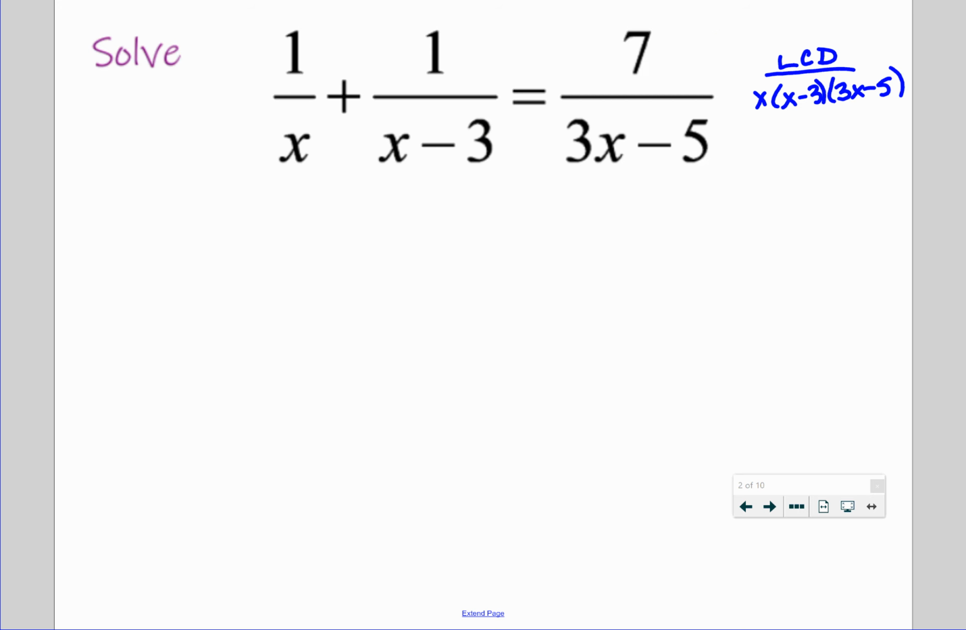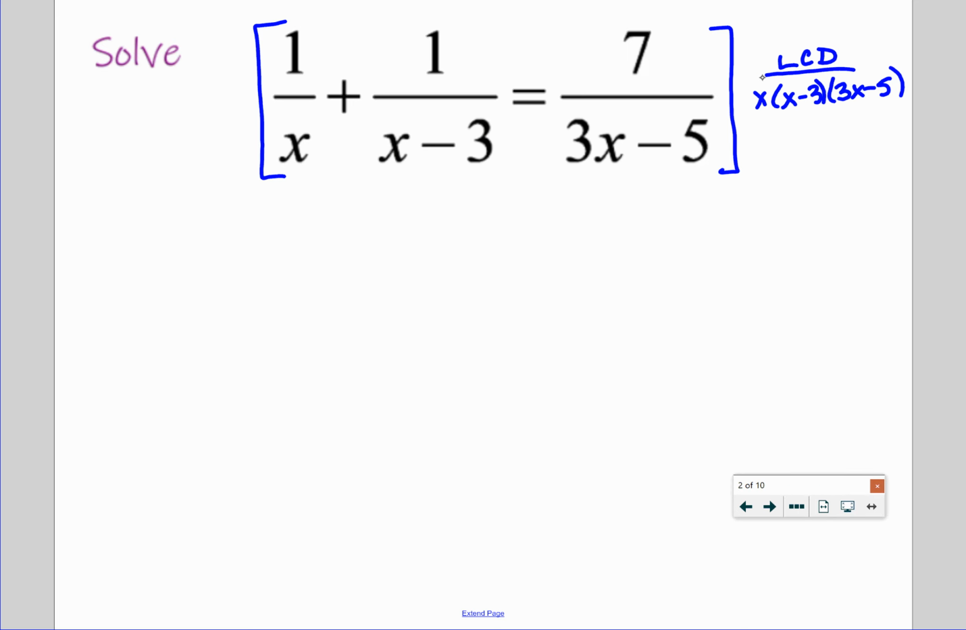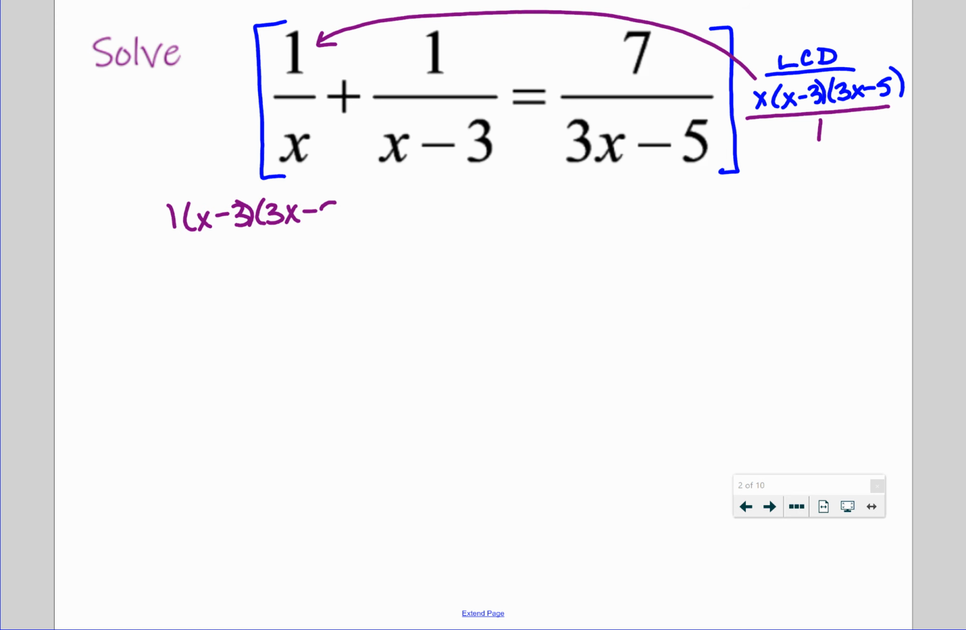So what we're going to do is multiply that least common denominator through all of our terms. And remember, you can do this in one or two steps. I like to do it all in one step so it doesn't get too messy. When we multiply this through, it's that denominator over one. So these factors are going to be in the numerator. And if you're doing it right, they should cancel your denominator each time. So for example, if I multiply one times all of these common factors, I'm going to have an x on the top. I'm also going to have an x on the bottom. So those x's will cancel, leaving me with 1, x minus 3, and 3x minus 5.